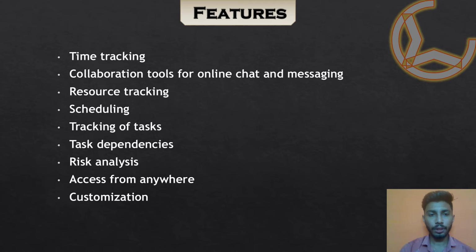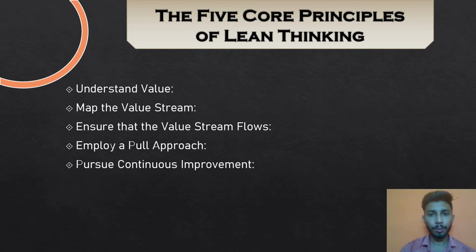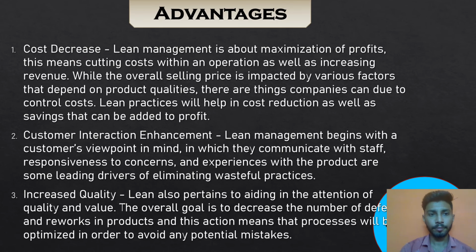The features of Lean are time tracking, collaboration tools for online chatting and messaging, resource tracking, scheduling, tracking of tasks, task dependencies, risk analysis, access from anywhere, and customization. The five core principles of lean thinking are: understand value, map the value stream, ensure that the value stream flows, employ a pull approach, pursue continuous improvement.